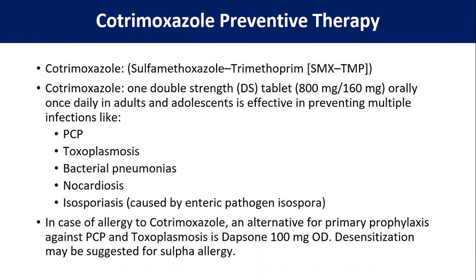Cotrimoxazole is a combination of sulfamethoxazole and trimethoprim. For prophylaxis, the recommended dose is double strength, that is 800 milligram of sulfamethoxazole and 160 milligram of trimethoprim orally in adults and adolescents. This is very effective in preventing PCP, toxoplasmosis, bacterial pneumonias, nocardiosis, and isosporiasis. In case of allergy to cotrimoxazole, we can go for alternatives like dapsone 100 milligram once daily to prevent PCP and toxoplasmosis, or we can go for desensitization. We can attempt desensitization if the hypersensitivity reaction is grade 3 or less. In severe hypersensitivity with grade 4, we should not try desensitization.